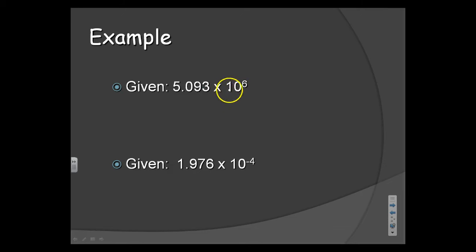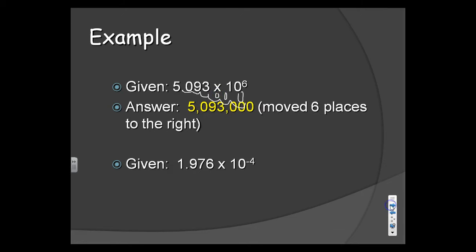If we look at this one, we have 5.093 times 10 to the 6. This is a positive exponent, so this means this is a big number. So I need to move the decimal 6 places. 1, 2, 3, 4, 5, 6. And then you're going to fill these guys in with zeros. And you would end up with this.